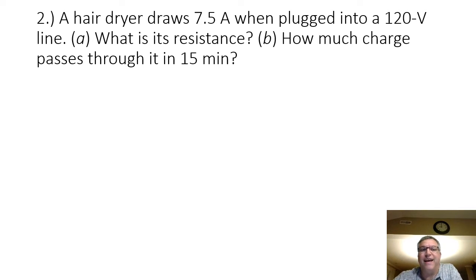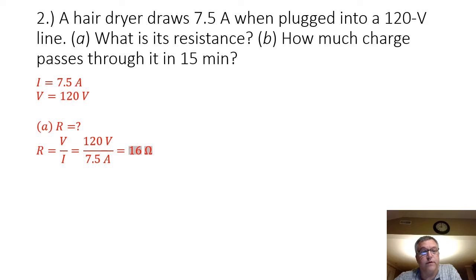This problem states a hairdryer draws 7.5 amps when plugged into a 120 volt line. They want to know what the resistance of the line is and how much charge passes through the line in 15 minutes. Our known values are the current, 7.5 amps, and the potential difference, 120 volts. To find the resistance, we need to use Ohm's law, V equals IR. Solving Ohm's law for resistance gives us the voltage divided by the current. 120 volts divided by 7.5 amps will give us a resistance of 16 ohms.